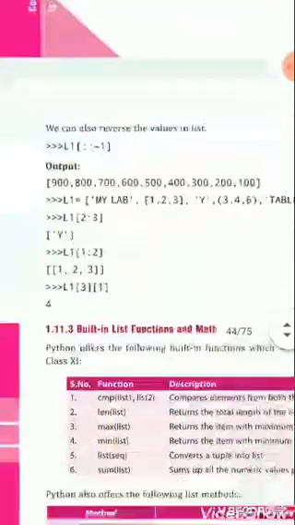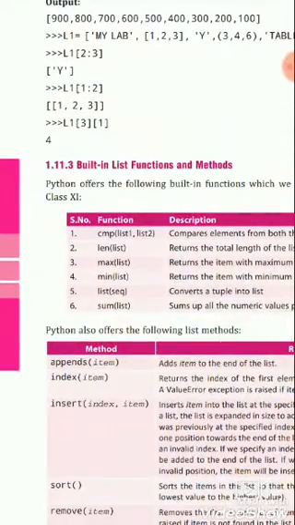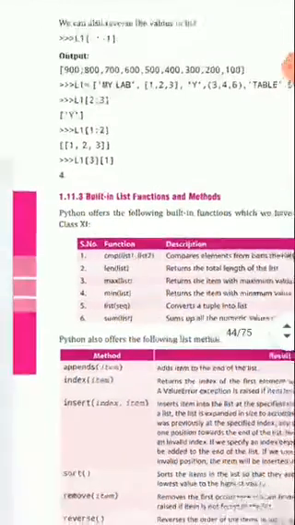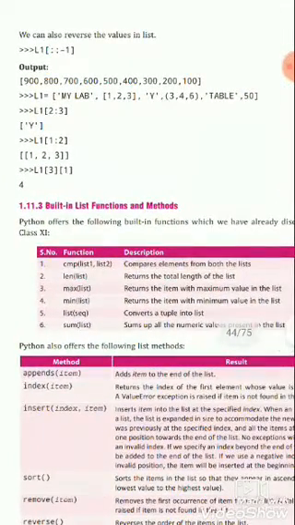So let's run some programs, or let's again understand some more things like built-in functions and methods. Then after that we will do all the practicals. So let's see functions. The cmp function compares elements from both lists, list 1 and list 2, and len returns the total length of the list. max returns the item with the maximum value in the list, and min returns the item with the minimum value in the list. list(sequence) converts a tuple into a list, and sum adds all the numeric values present in the list.